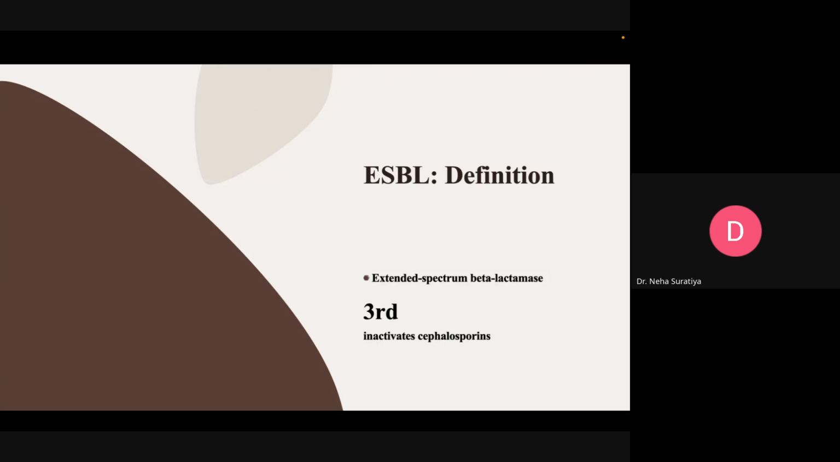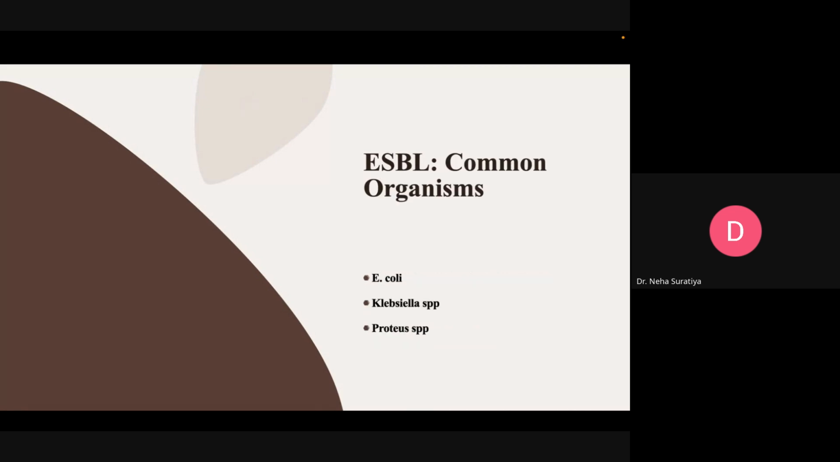So extended spectrum beta lactamases are the enzymes generated by the bacterial body specifically to break down extended spectrum beta lactams. Importantly, these are the third generation cephalosporins, which it is inactivating. So this is very important. And what are the common ESBL organisms we have? The most common are E. coli and Klebsiella pneumoniae. We also have Proteus with us. These are all common organisms which convert themselves into extended spectrum beta lactamase producers.